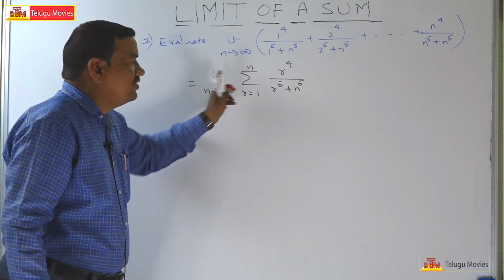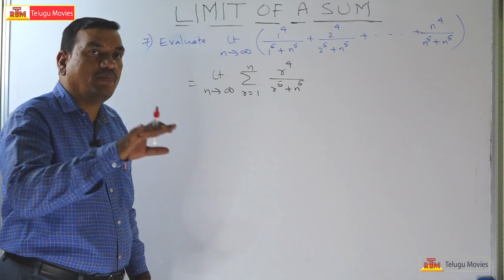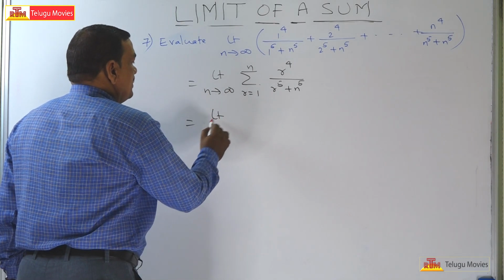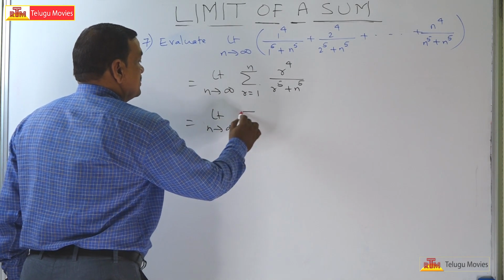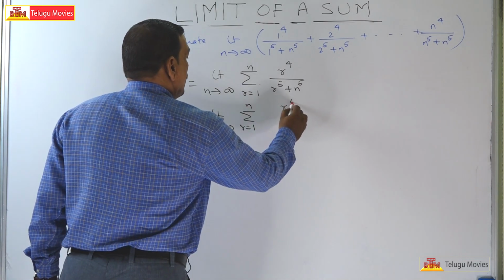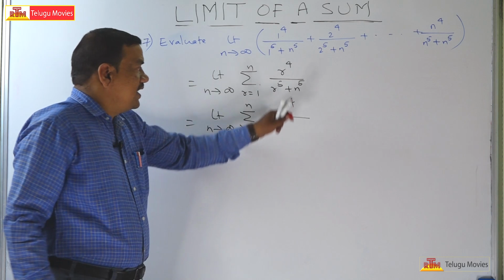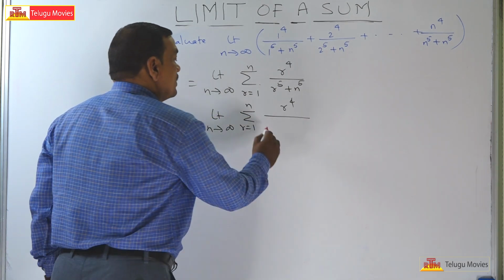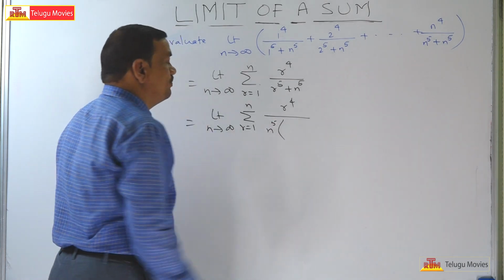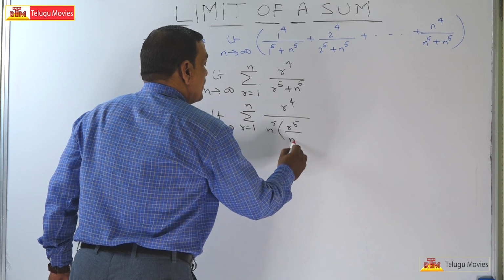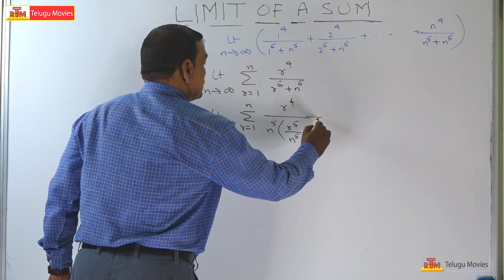In between these two, 1 by n should come. How will it come? We will do it like this: limit n tends to infinity, sigma r runs from 1 to n, r power 4 by r power 5 plus n power 5. Can I take n to the power of 5 common outside? Yes. So this is equal to r to the power of 5 by n to the power of 5 plus 1.